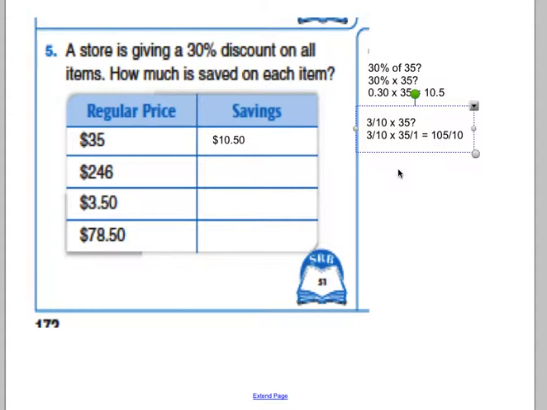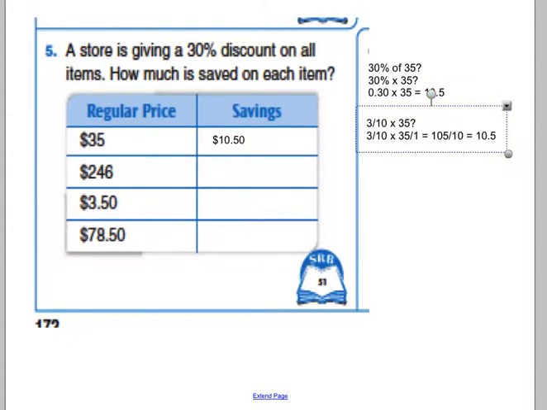And I just need to simplify. Or I can even think of that as a division problem. 105 divided by 10. I'm moving that decimal point in 1. And I'm going to once again get 10.5. Okay, so whether you can use a calculator and change your percent into a decimal, or not use a calculator and change your percent into a fraction, that's how we can figure out the amount of savings in these problems.